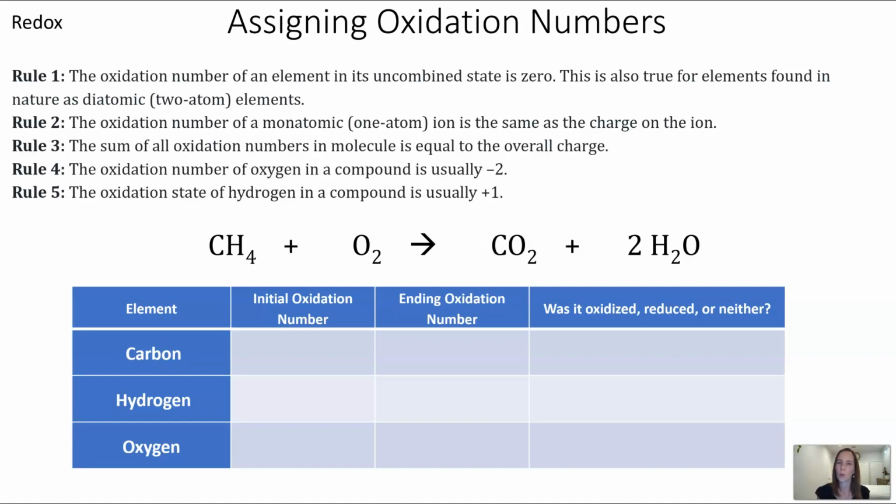All right, so there are some rules to assigning oxidation numbers. I'm going to read through each of these and then we're going to use them to apply to a situation. So the first rule is that the oxidation number of an element in its uncombined state is 0.